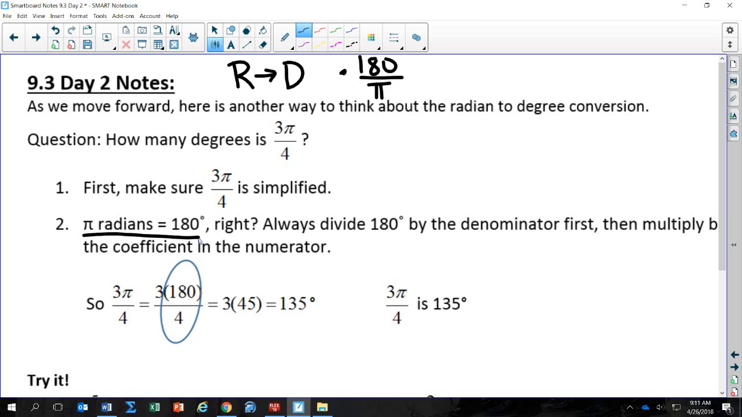So for example, if you've got 3 pi over 4, I'm going to start by plugging in 180 for pi, and just taking 180 and dividing it by 4, which would get you a 45 degree angle, and then multiply by the leading coefficient of 3. So you get 135 degrees. Just make sure the ratio that you start out with is simplified, plug in pi, and then simplify that expression. It's another way to think about the conversion.